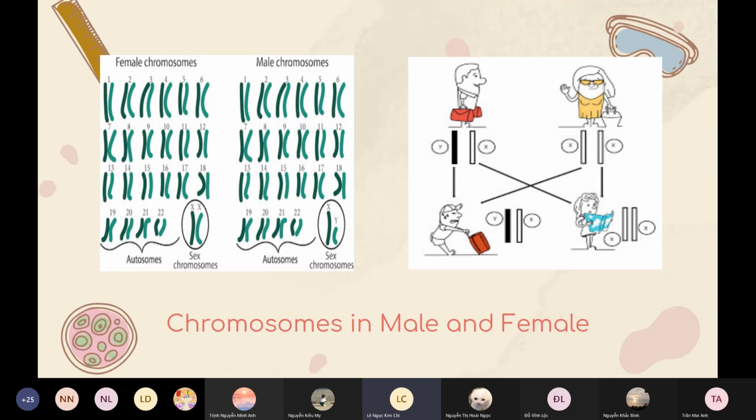And on the screen now, the picture shows us the chromosomes in male and female. As we see, the two pictures are almost alike, but the difference is the last chromosome. It is the sex determining chromosome. In females, it is the X DNA, while Y DNA is the sex chromosome of the male.